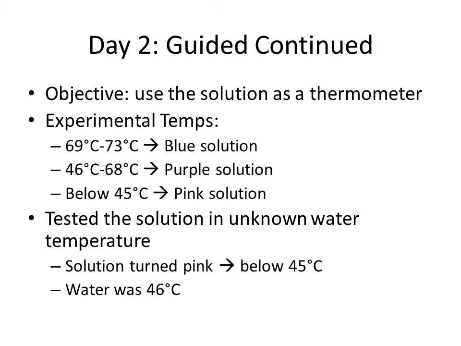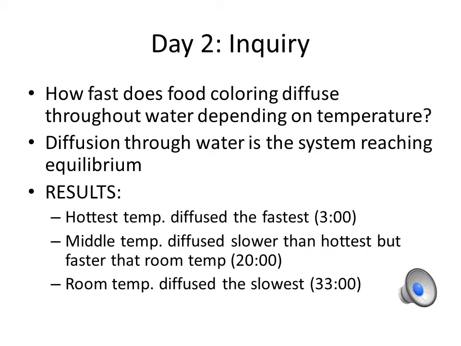For the second day of the cycle, we continued with our guide. On the second day, after we finished our guided experiment, we performed our own inquiry. We explored how fast food coloring would diffuse through a beaker of water depending on its temperature. Diffusion through water is a system reaching equilibrium, so we decided it would be a good step forward to play with the rate at which that process happened.